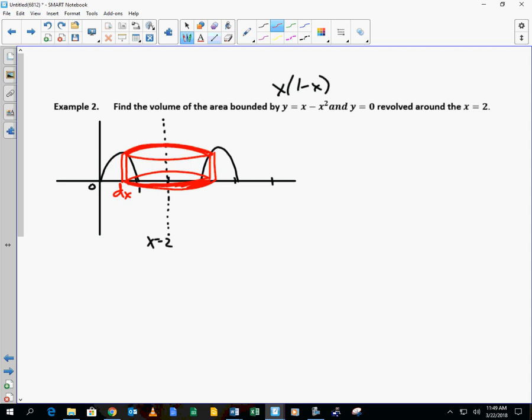Okay, so I get a cylindrical shell. I'm going to unravel it.